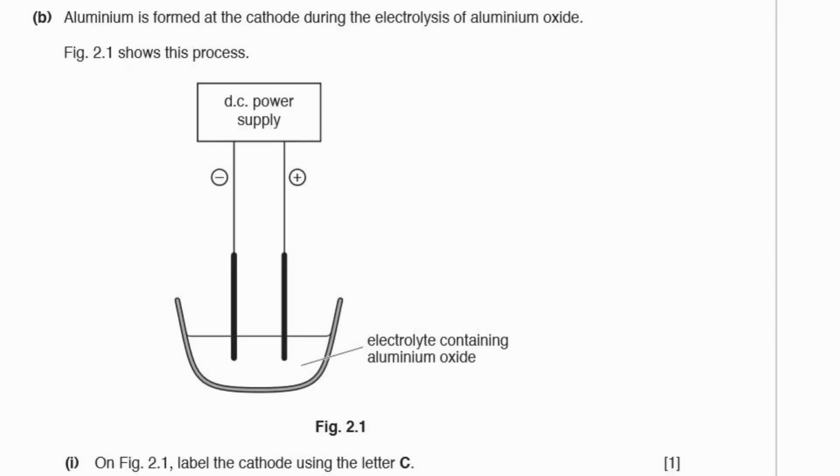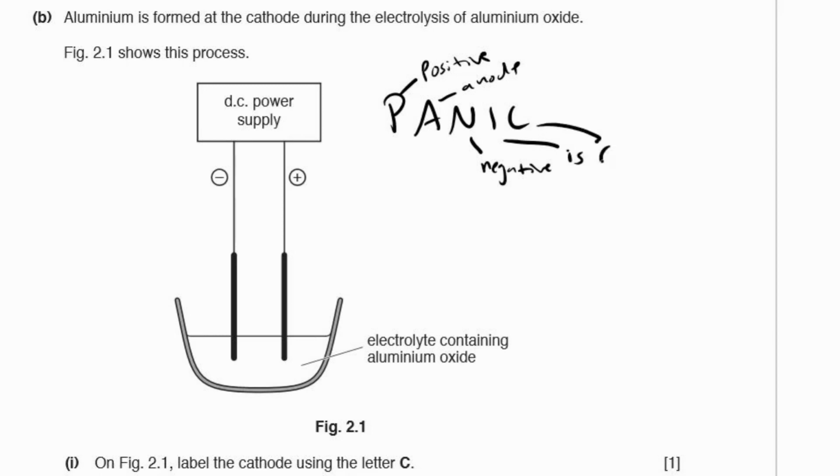B. Aluminium is formed at the cathode during the electrolysis of aluminium oxide. Figure 2.1 shows this process. Oh, this is electrolysis, so you need to remember: positive anode, negative cathode. So aluminium is formed at the cathode during the electrolysis of aluminium oxide. So the cathode is this one. So we have Al3+.